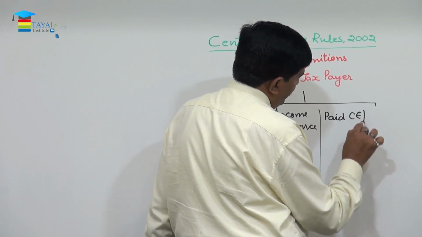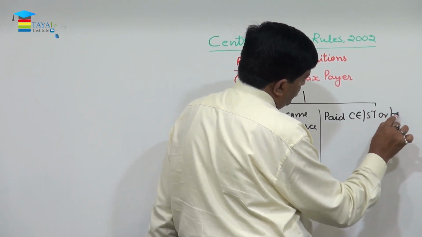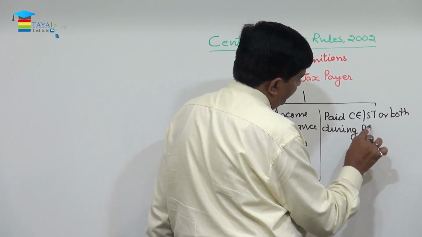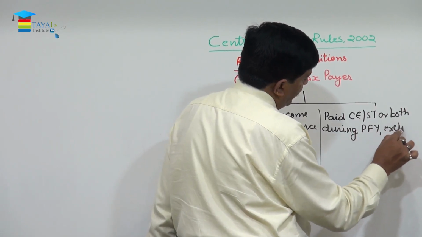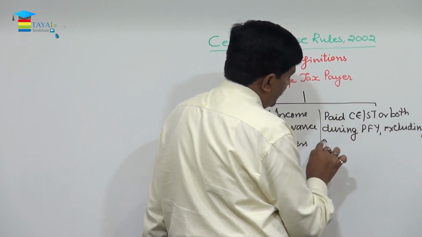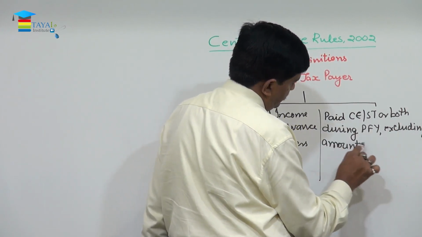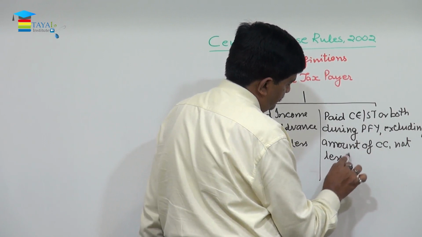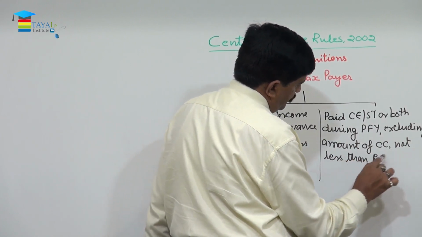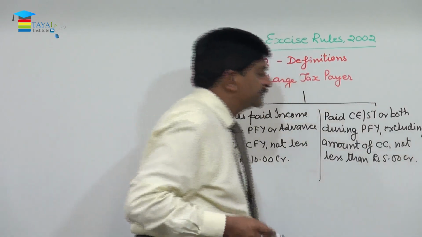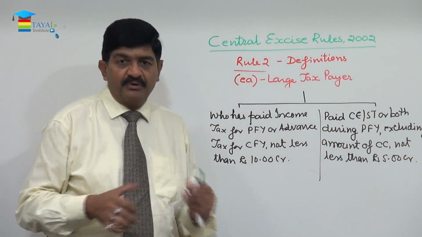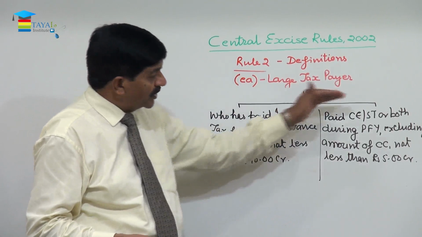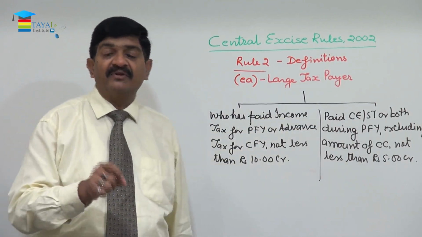paid central excise or service tax or both during preceding financial year but excluding amount of SENVET credit not less than ₹5 crores. So this is the net payout by the person other than amount of SENVET credit. So either this criteria is satisfied or this criteria is satisfied, then the person is a large taxpayer.